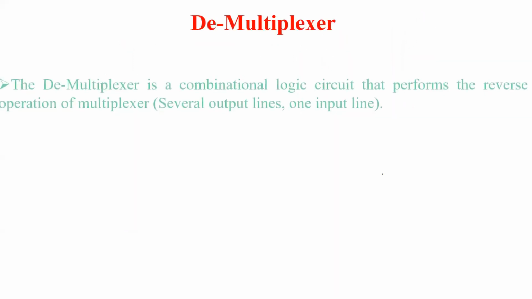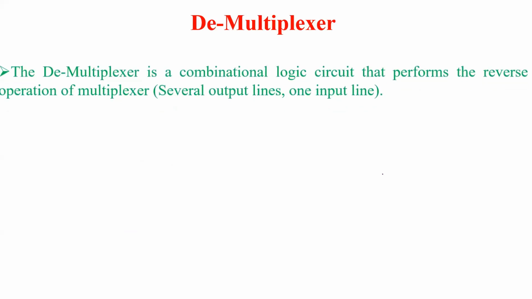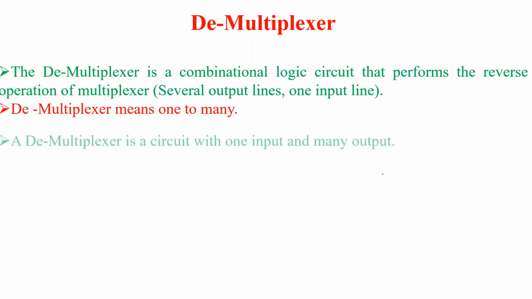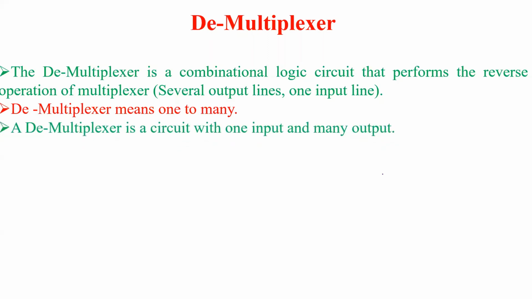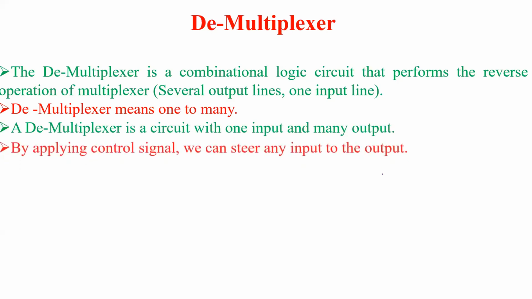So now coming towards the demultiplexer. The demultiplexer is just the opposite of the multiplexer. Here your input is 1, outputs are plenty. Only one input line is to be routed to the particular output; otherwise, you are not getting any sort of output. So demultiplexer means one to many, multiplexer means many to one. Another important thing is that a demultiplexer is a circuit with one input and many outputs.